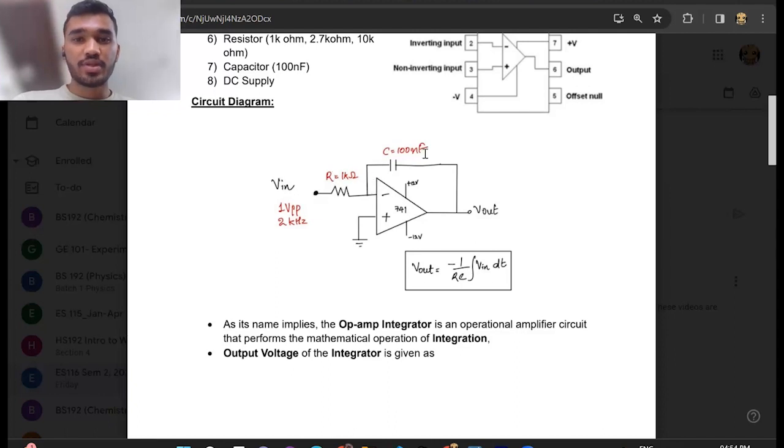We have Vin here and a resistor, and the feedback capacitor is attached here, and the two power supplies, 12 volt and minus 12 volt. And the non-inverting pin is connected.